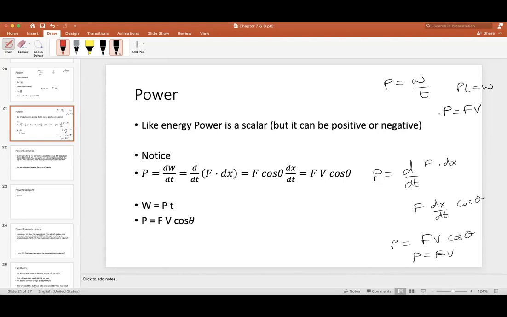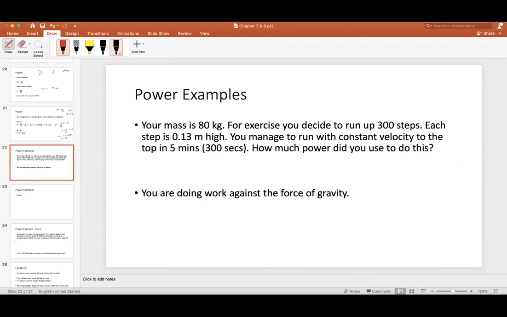Know that if the force is at an angle to the velocity, you'll need to include the cosine term. But if they're parallel or anti-parallel, forget that cosine term's even there, okay? So let's do a few examples. And this one's actually fun.